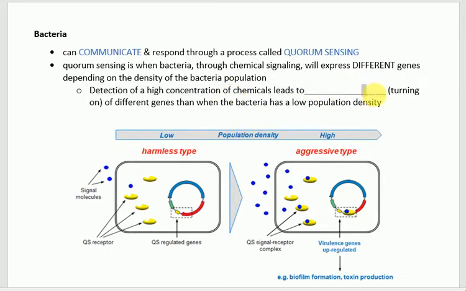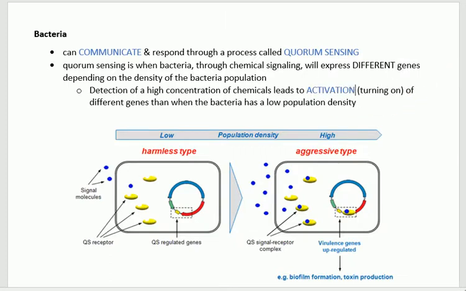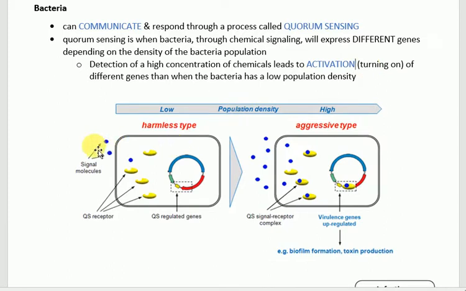So a detection in a high concentration of chemicals leads to activation or turning on of different genes than when the bacteria has a low population density. So you can see here, this is a low density versus a high density. And you can see that there are now new genes expressed compared to over here. So this is, when it's aggressive, this is harmless.